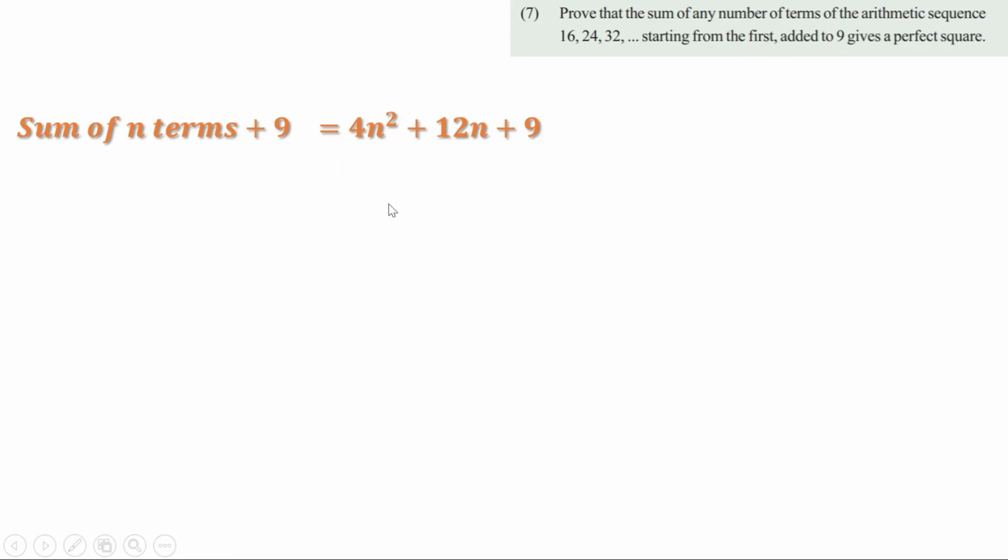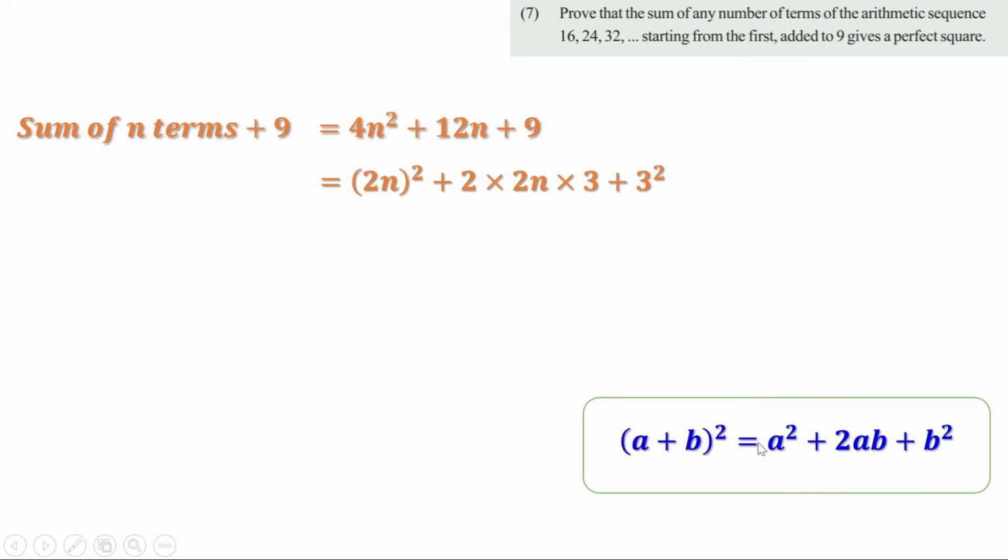Now 4n square is a perfect square. It is the square of 2n. So we can write it as 2n whole square, and 9 is a perfect square. It is the square of 3. Now the middle term, that is 2 into 2n into 3. Now we know a plus b whole square equals a square plus 2ab plus b square, or we can write a square plus 2ab plus b square as a plus b whole square.